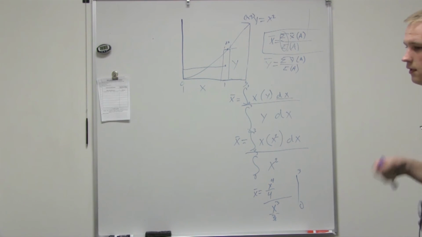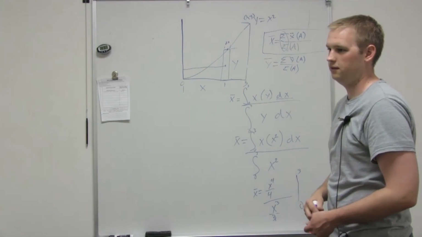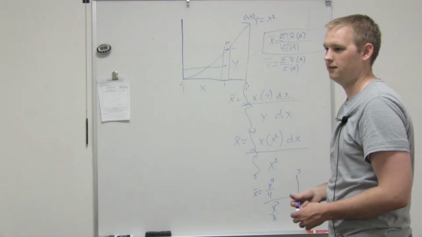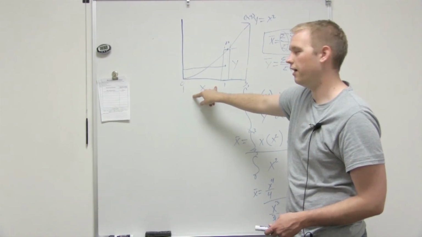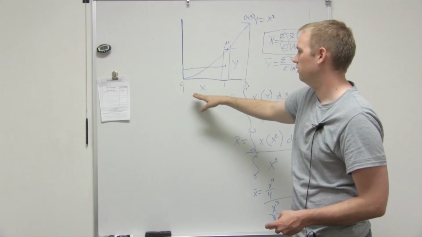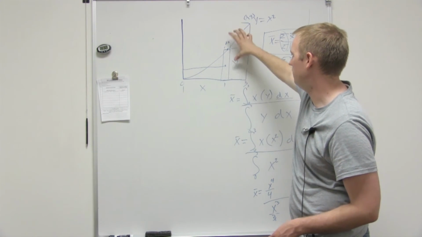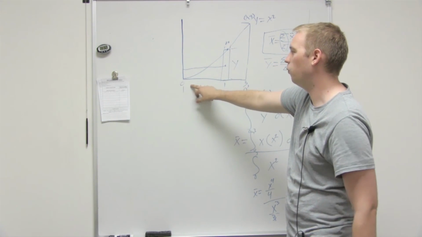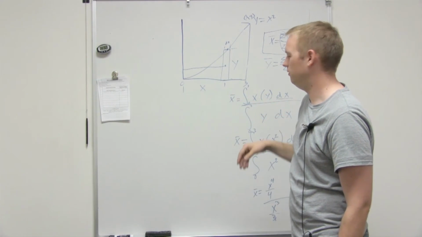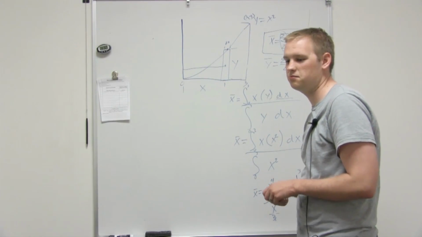And now you have to do y. Does our answer seem believable? Our x bar is 2.25. It makes sense, because we know it's going to be closer to this side since most of our mass is over here. If we got something like 1, something would be off. But since we got 2.25, that sounds pretty good.